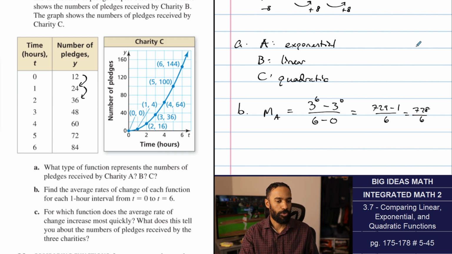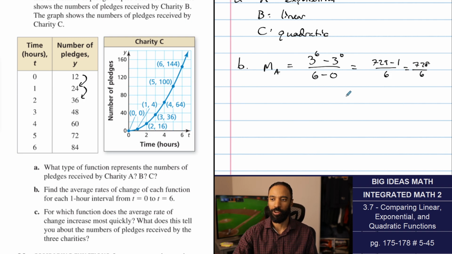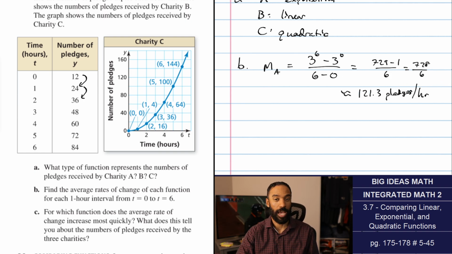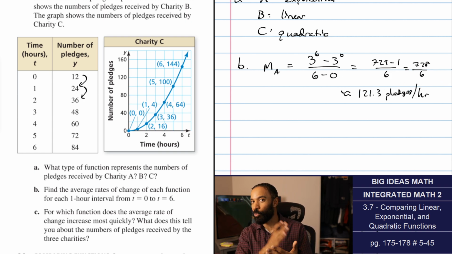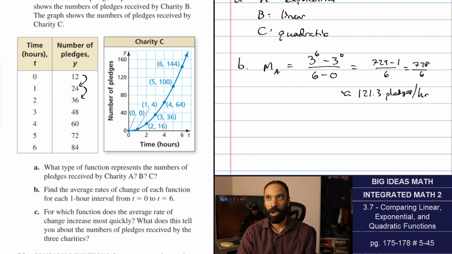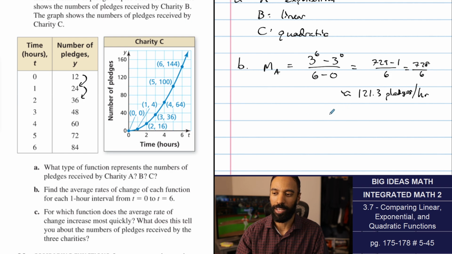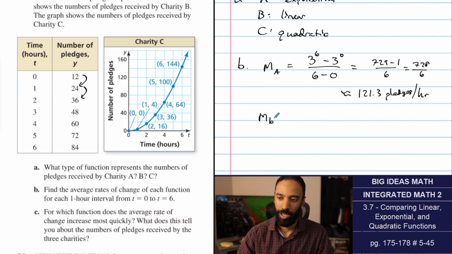So find the average rates of change for each function for each 1 hour interval. So this is around 121.3 pledges per hour. On average. Clearly it's increasing over time. It went from 1 to 3 in the first hour. That was 2 pledges per hour. Clearly exponential has a big dominance effect here.